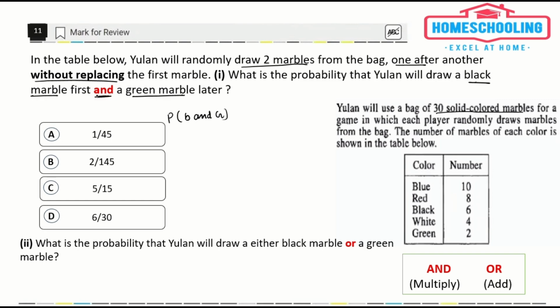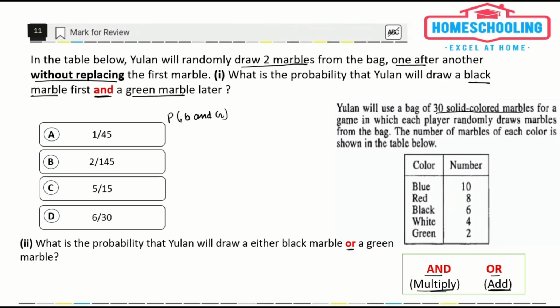This is very important. If in a question "and" is given, then you will multiply those probabilities. And if in the next part we can see "or" is given, so for "and" we will multiply the probabilities, and for "or" we will add those probabilities.